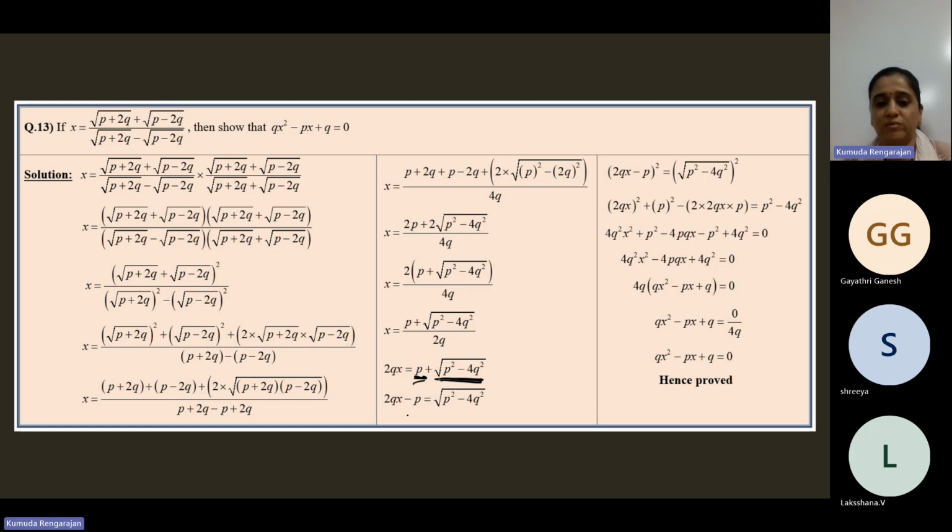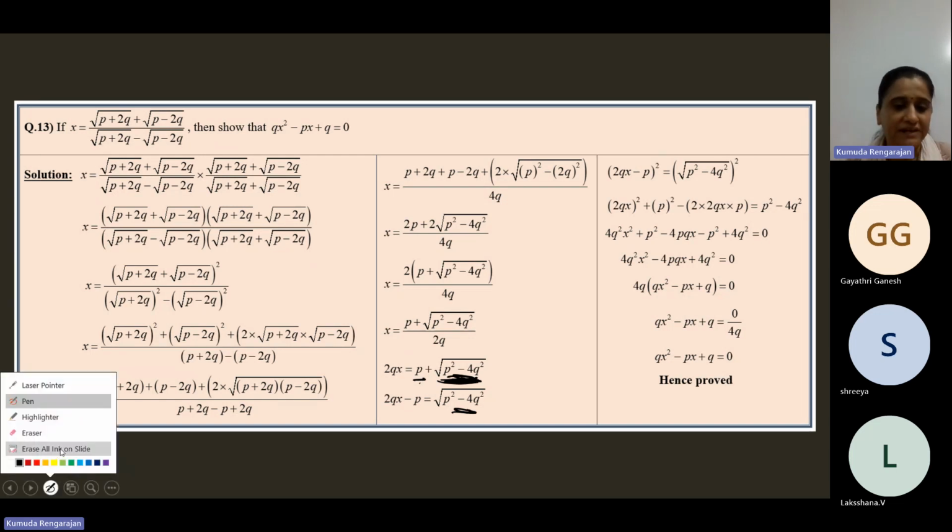So 2qx minus p is equal to, now this one is standing alone. Earlier it was with p. Now, because we want to get rid of the square root symbol, we need to isolate this term, have this term alone on any one side, LHS or RHS. This is on the right-hand side, so let it be there. Who's along with that? p. So take the p to the other side, so it becomes minus p.